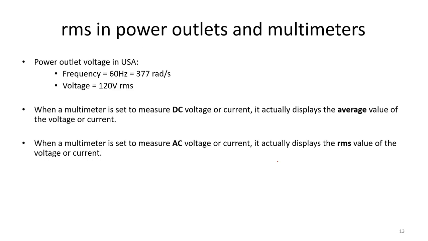And so if you look at a standard US power outlet, you would see that frequency is 60 Hertz, and notice we specify our AC power as 120 volts RMS. That means the root mean squared value of our standard power outlet is 120 volts. Also, if we were using a multimeter like in the lab, we would see that if we set our multimeter to DC voltage or DC current, it will give us the average value of that voltage or current. But if we set our multimeter to measure AC voltage or AC current, we're actually going to see the RMS value of that voltage or current.